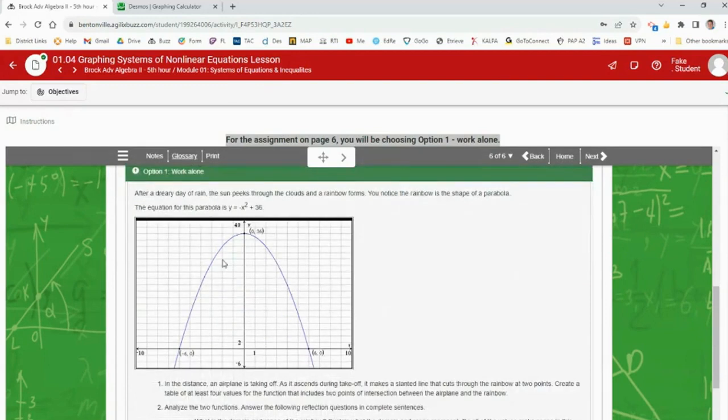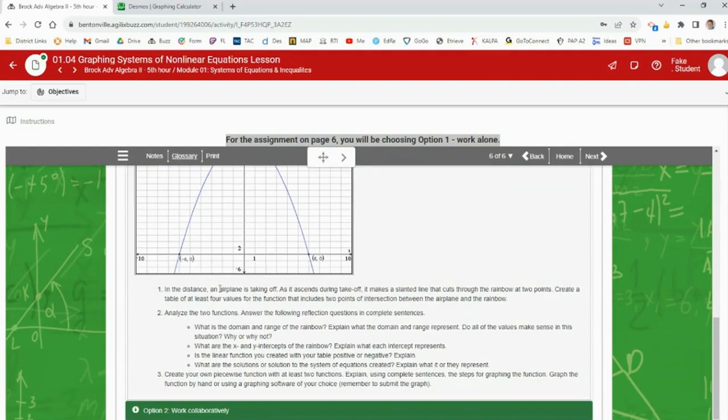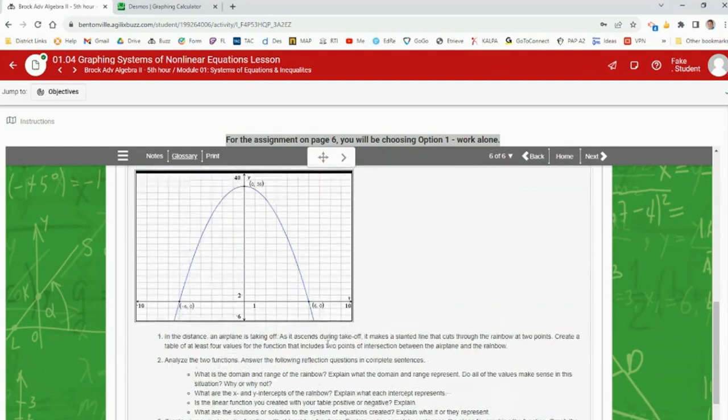All right. After a dreary day of rain, the sun peeks through the clouds and a rainbow forms. And you notice the rainbow is in the shape of a parabola. And here's the equation for this rainbow. Negative x squared plus 36. All right. In the distance, an airplane is taking off. And as it ascends during takeoff, it will make a slanted line that cuts through the rainbow somewhere, right? Because it's going to make a straight line and cut through the rainbow at 2 different points.